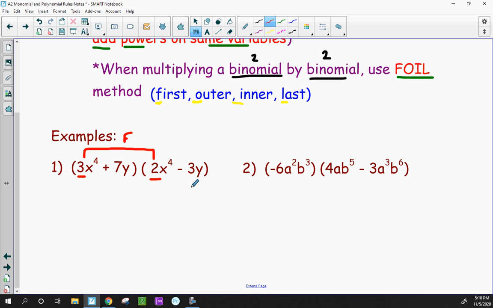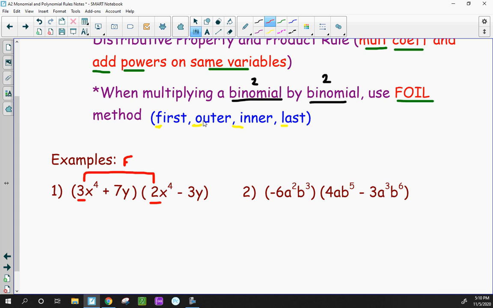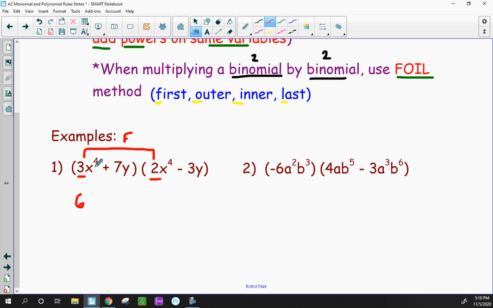You are going to be in multiply mode. Well, since we're multiplying, we are thinking product rule. So you're going to multiply 3 times 2, bring it down. Then you're going to add powers on the same letter. So you're going to say x to the 4th times x to the 4th is x to the 4 plus 4, which is 8.